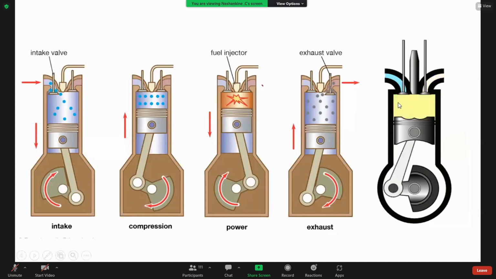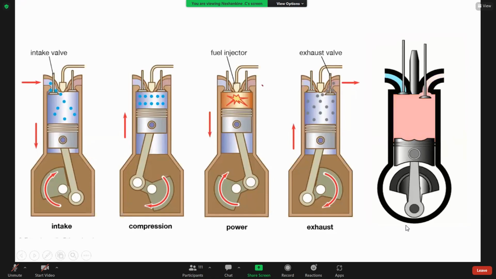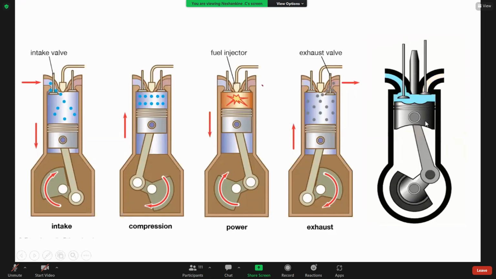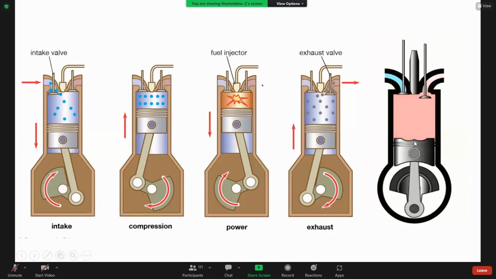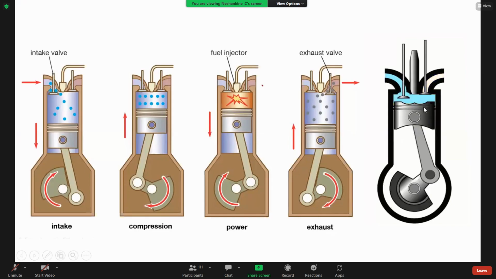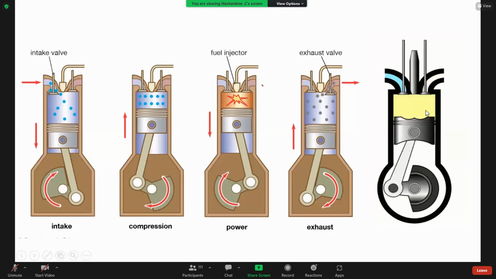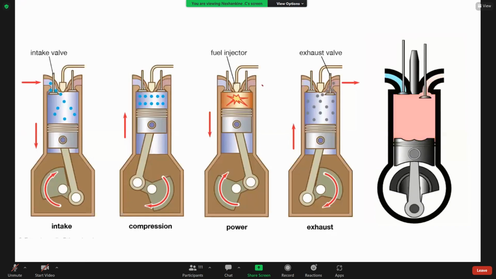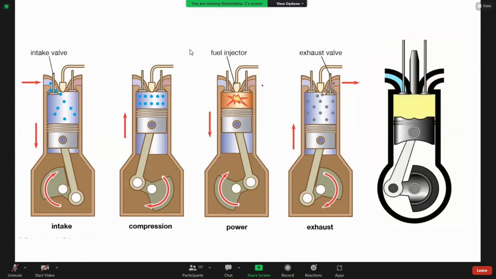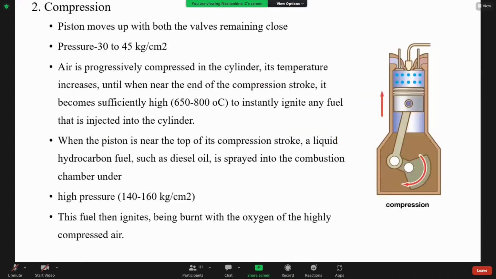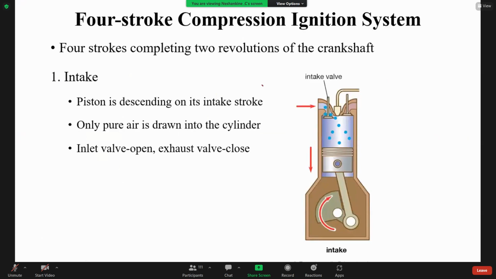In the animation, you can see clearly. Intake, then compression, power stroke, then exhaust. Understood? Students? Yes, ma'am. Okay, write the first one, intake.